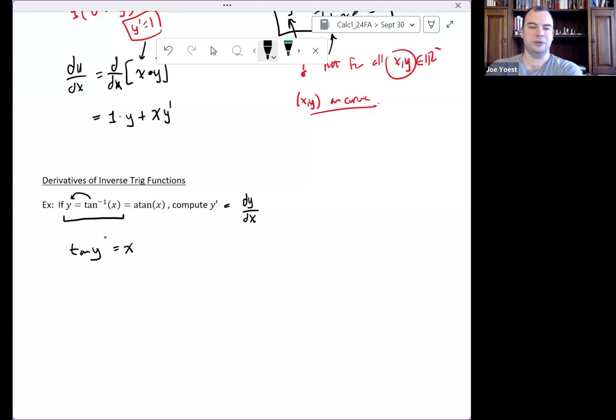The relation y equals arctan x can be rewritten as tan y equals x. Now, this is a lot nicer because when I try to differentiate, I have to differentiate a tangent of something, and I know how to do that already. Derivative of tangent is secant squared.